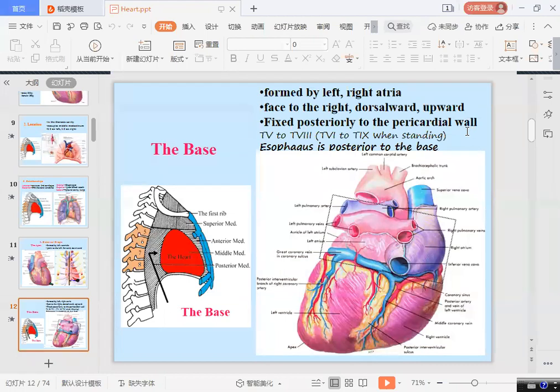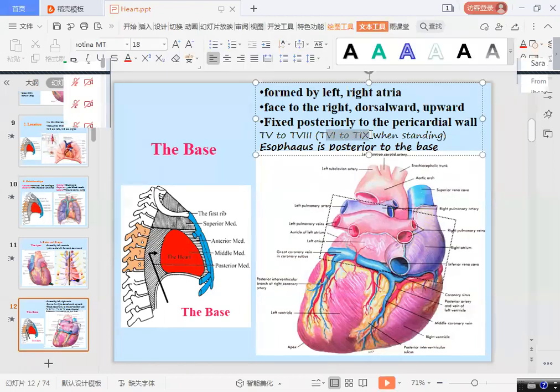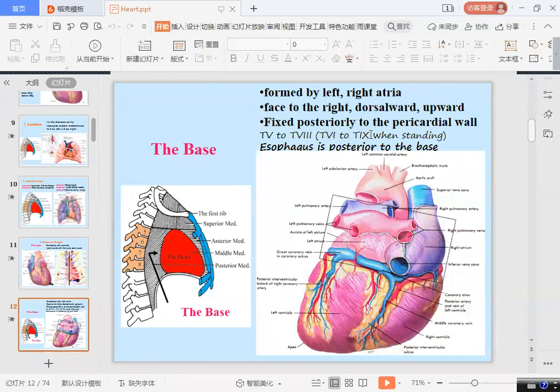And when we are in a sitting position versus a standing position, there is a change in the relationship of the heart with the posterior wall. When we are in a standing position, the base of the heart is fixed between T6 to T9, thoracic T6 to T9, because in a standing position, due to gravity, the heart hangs down. And when we sit down or lie down, there is no gravity or less gravity.